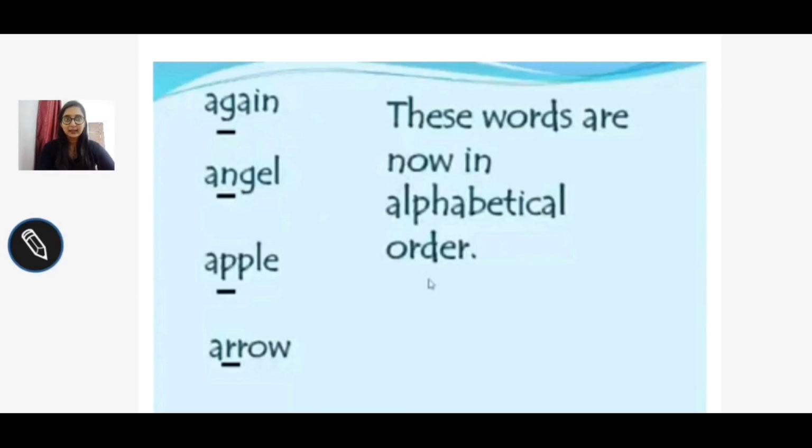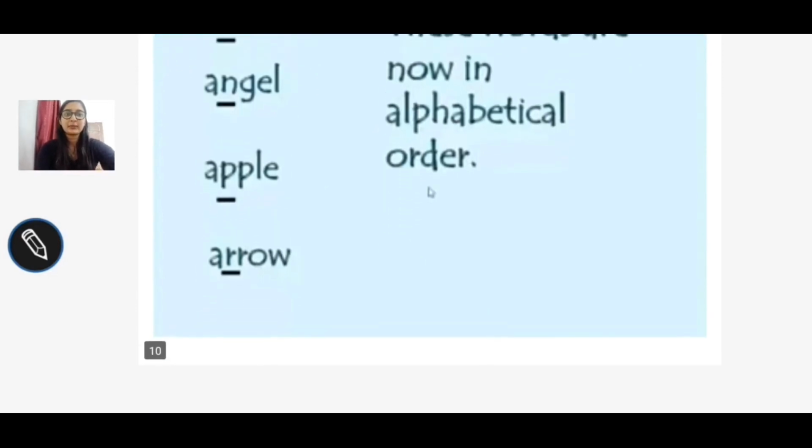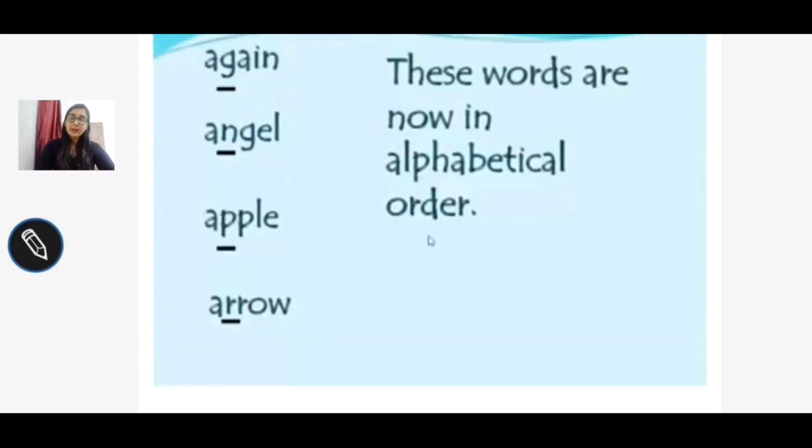Let us again do the revision. Alphabetical order means when we sort the words according to the first letter of the alphabet. If the first letters of the words are the same, we will look into the second letter and sort them in alphabetical order.